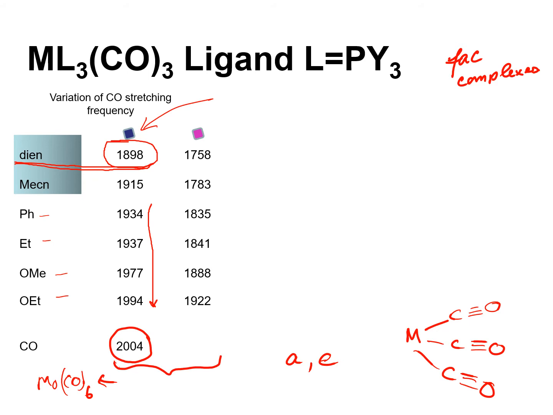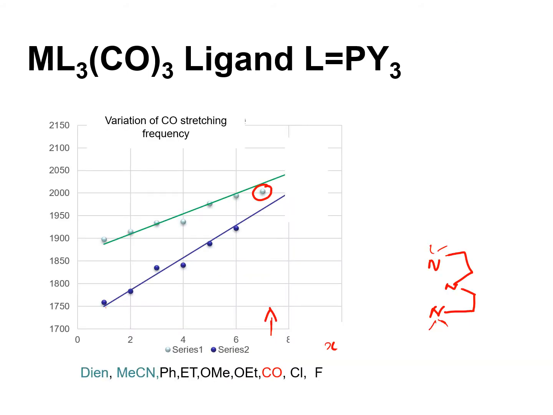So this can be better visualized in a graphical form. Here I have in a graph the plot of the 2 stretching frequencies that you observe for FAC complexes, the symmetric stretch and the asymmetric stretch. And you find that the symmetric stretch parallels the way in which the asymmetric stretch changes. So you can take any one of the series and look at the way the frequency is changing as a function of the substituents on the phosphorus ligand.